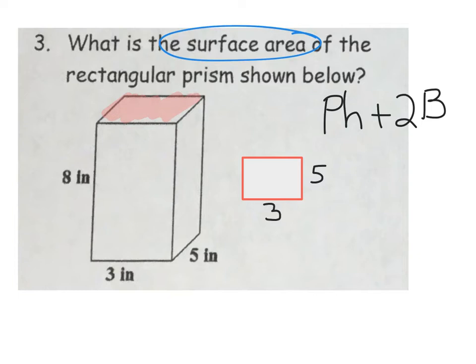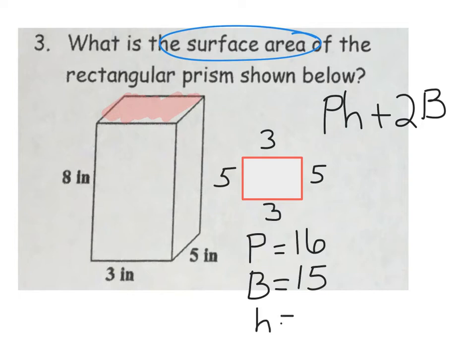So we'll need to find the perimeter of the base. So to find the perimeter, we just add up all the sides of the rectangle that I've drawn. So 3 plus 5 plus 3 plus 5. So we get a perimeter of the base of 16. Now area of the base, remember we just multiplied length times width. So 3 times 5 gives us that. Area of the base of 15.